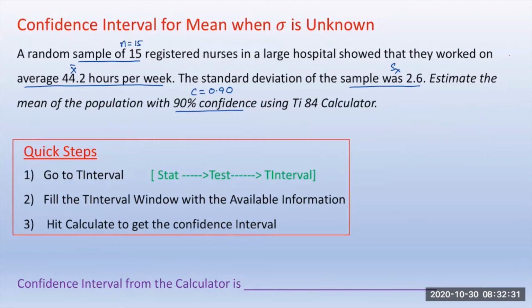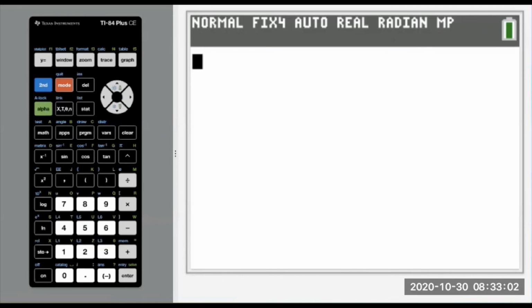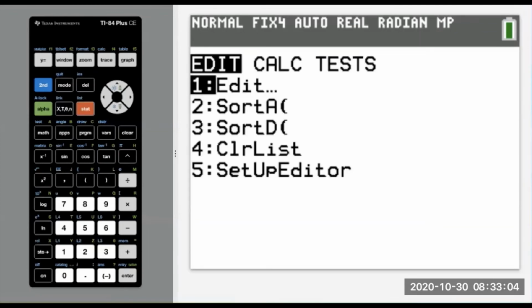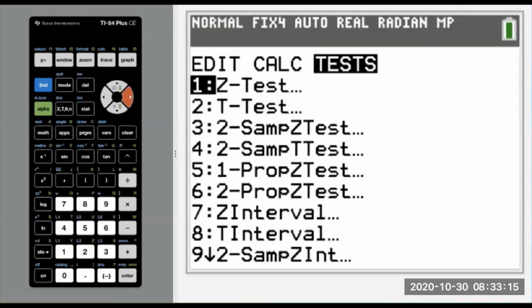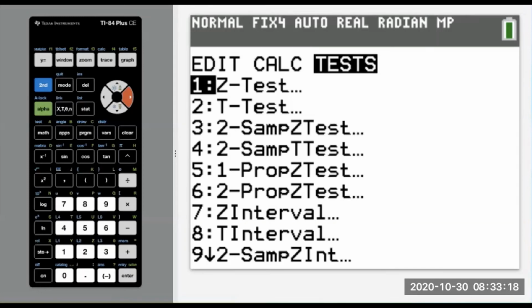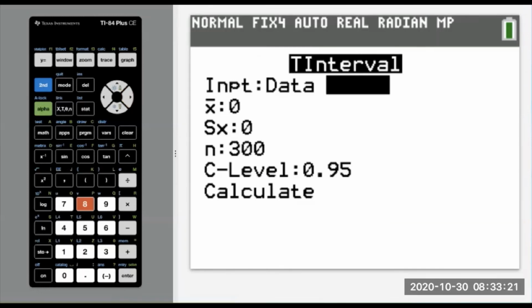So what we do is, we first go to T interval by pressing stat, test, and T interval. And once you get that T interval window, we fill it with the information given in the problem, and then we hit calculate to get the result. So let me demonstrate that in the TI-84 calculator. Here is my TI-84 calculator. We first go to stat, and then we go to test. Since the population standard deviation is not given, it is the T interval, and you can see T interval is here in number 8. So we press 8 to get that T interval.